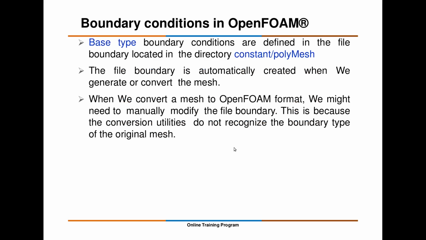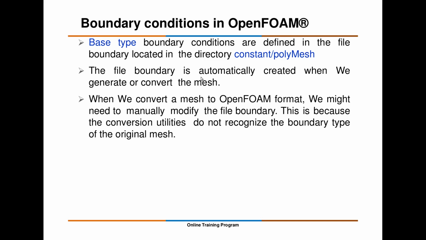Base type conditions, as I told you, are defined in the file boundary located in constant polyMesh. The file located in the constant polyMesh folder is created when you create a mesh. Either you go with the blockMesh file, and when you execute the command blockMesh, that particular file is created in the constant folder under constant polyMesh, and inside that there is a boundary file.